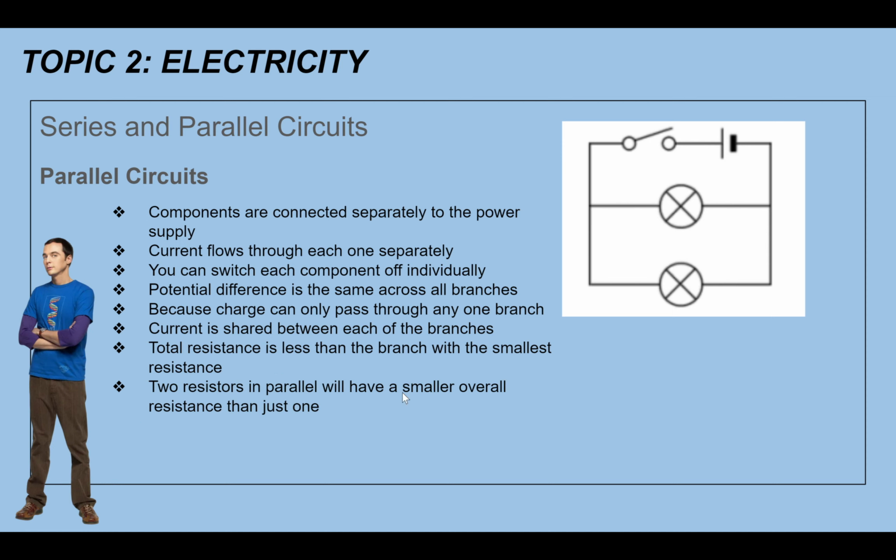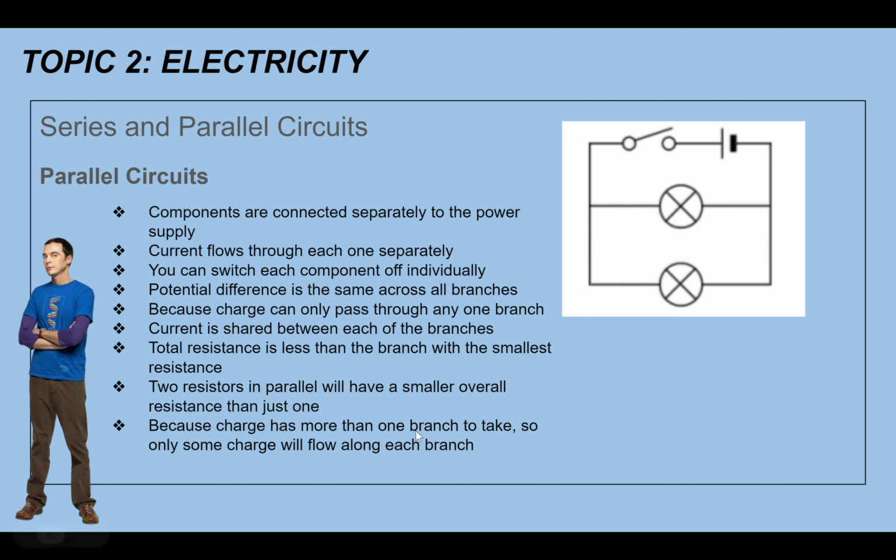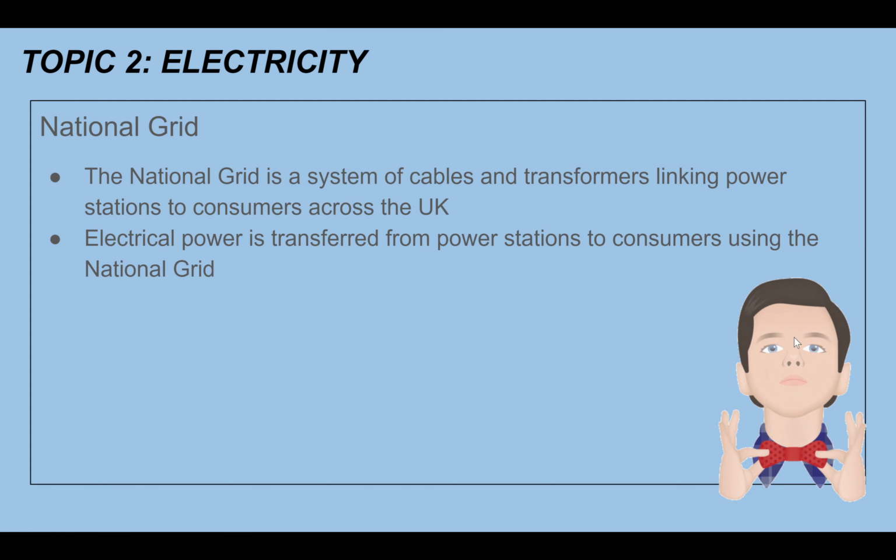Two resistors in parallel will have a smaller overall resistance than just one, because charge has more than one branch to take, so only some charge will flow along each branch.